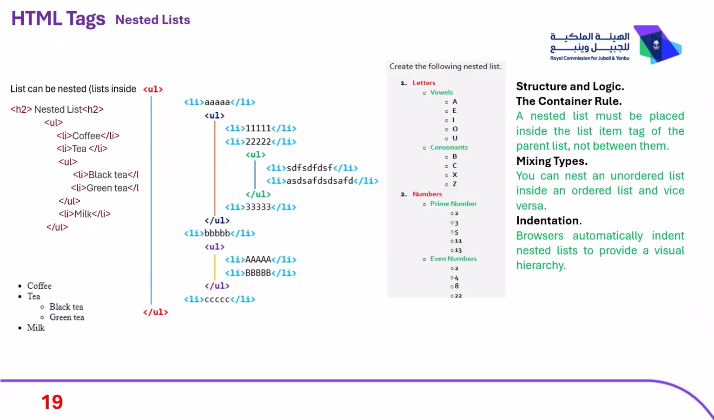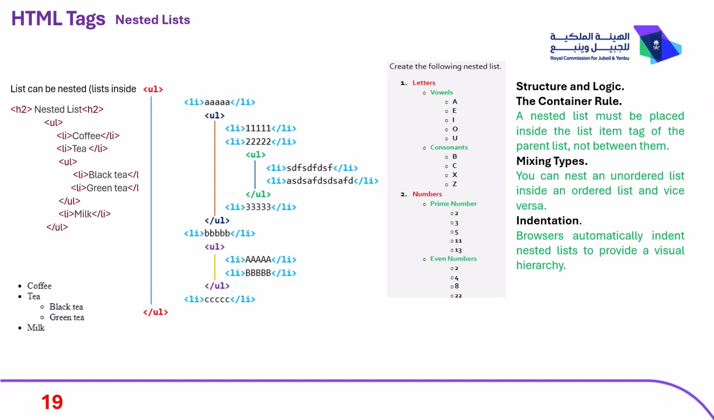Nested lists are created when you place one list, either ordered or unordered, inside a list item of another list. This is the standard way to represent hierarchical data, like a table of contents or a multi-level navigation menu. Structure and logic. The container rule. A nested list must be placed inside the list item tag of the parent list, not between them. Mixing types.